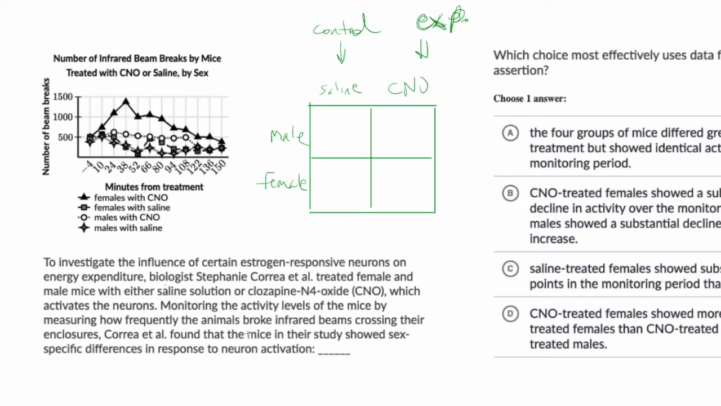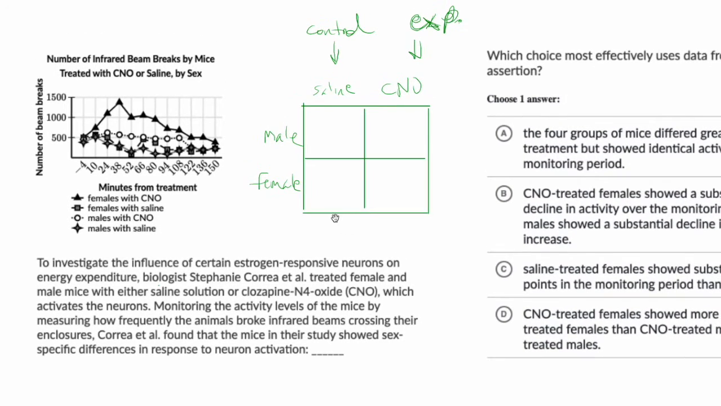Okay, so monitoring the activity levels of the mice by measuring how frequently the animals broke infrared beams crossing their enclosures, they found that mice in their study showed sex-specific differences in response to neuron activation. Again, this one is pretty complicated for a medium-level question. But what are they saying here? They're monitoring the activity levels. It doesn't really matter so much how they are doing that, except that we need to be able to connect this portion here with the graph. So, how frequently they broke these infrared beams.